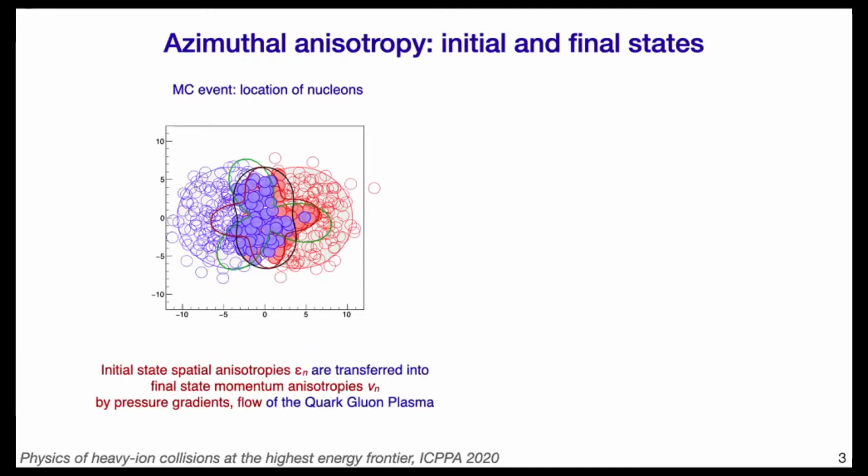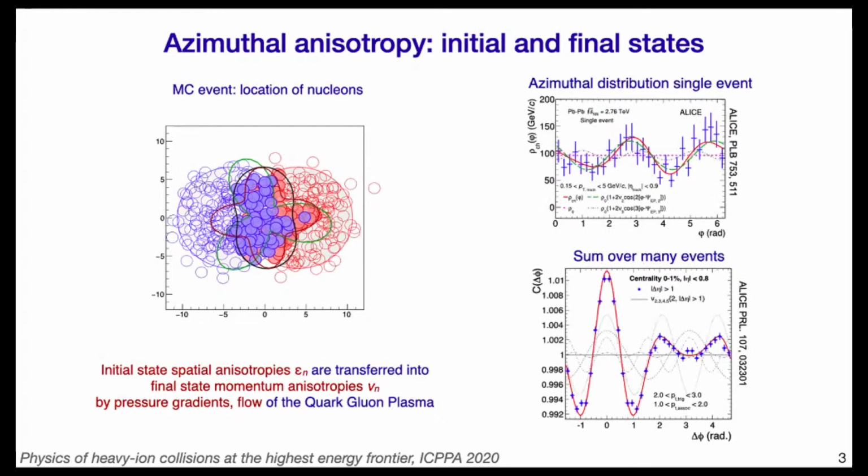And then in the collision, this is the starting point, but this leads to density gradients, which then in the expansion transform this configuration space anisotropy into momentum space anisotropy that we can measure. To illustrate how we measure that, on the right-hand side you see an azimuthal distribution of particles in a single event. At the LHC, you have so many particles that you can already see these anisotropies in a single event. So the bumps and troughs that you see are really coming from momentum space anisotropy.